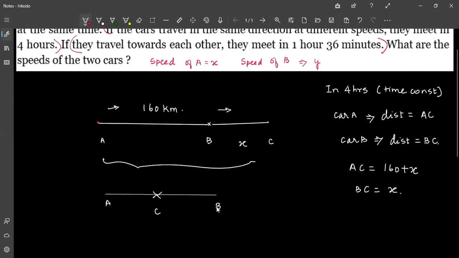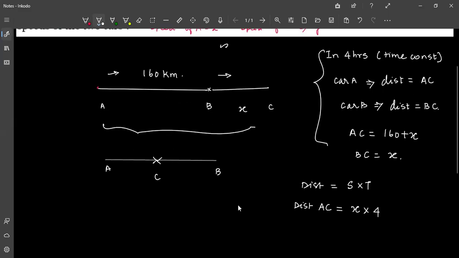Now, since the time taken is constant in the first case, that is 4 hours for both these cars, I'm going to compare the distances as per the distance formula, which is distance equal to speed times time. So the distance traveled by the car from point A, that is AC, is equal to the speed we have taken, x, into 4. So AC is equal to x into 4. The distance BC is equal to, I think it should have been y into 4, which I can equate to 160 plus x.